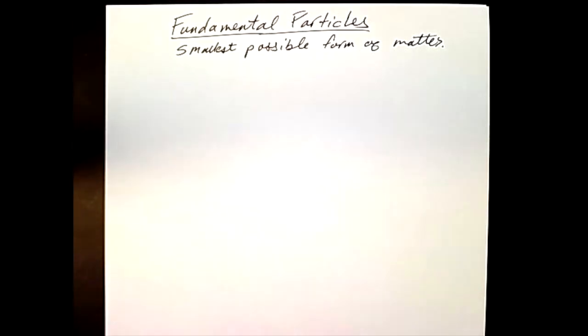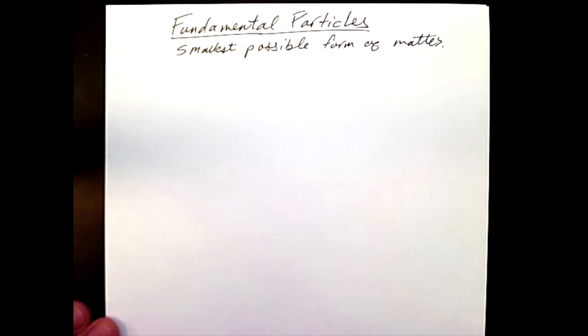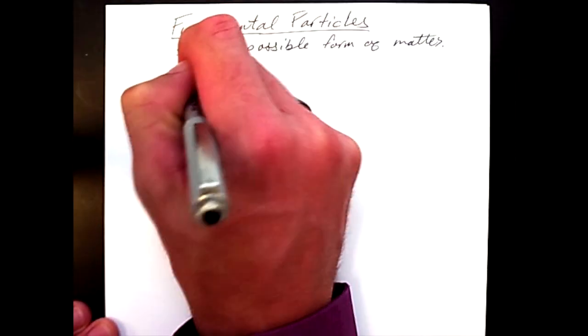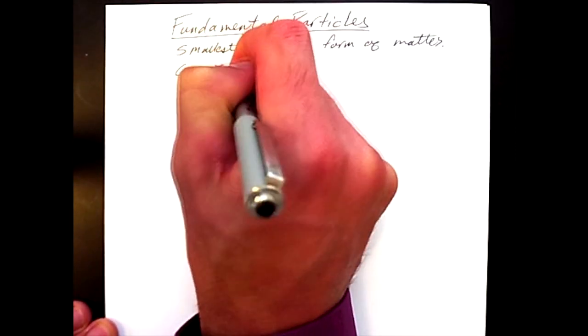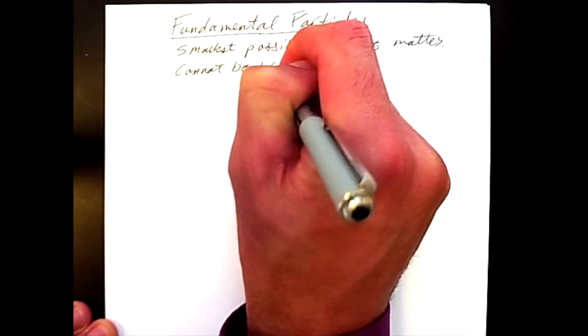And as physicists have dug deeper into the nucleus and into the atom itself in order to learn more, they have learned that the atom, of course, is not the smallest possible particle. Those particles are referred to as fundamental. Fundamental particles are the smallest possible form of matter as it exists in our theories today. Being the smallest possible, another way to think about this is that they cannot be broken into smaller pieces.